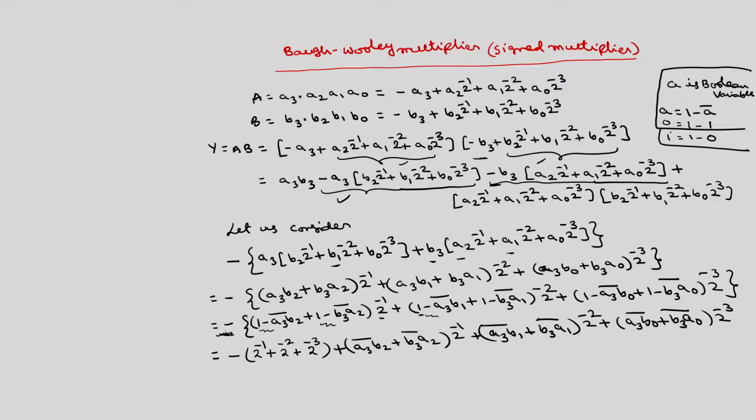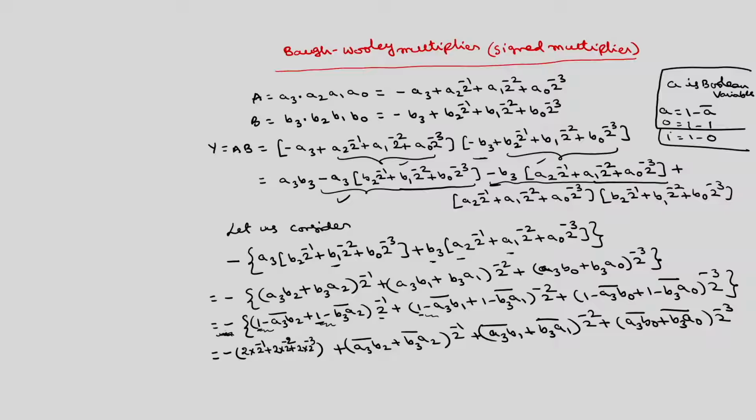Sorry, there is a mistake here. In fact, this is 2 into 2 raised to the power of minus 1. This is not singly 2. This is 1 plus 1, total 2, 2 into 2 raised to the power of minus 1. This term is in fact minus of 1 plus 1 is 2, 2 into 2 raised to the power of minus 1. Here also 1 plus 1 is 2, plus 2 into 2 raised to the power of minus 2, plus 2 into 2 raised to the power of minus 3. Okay.